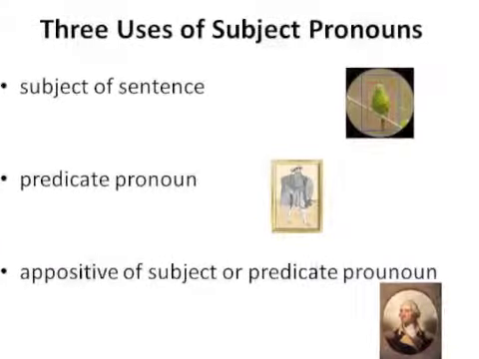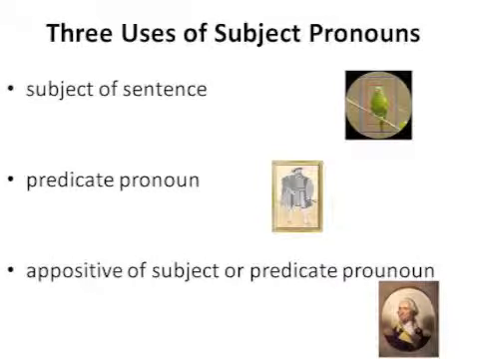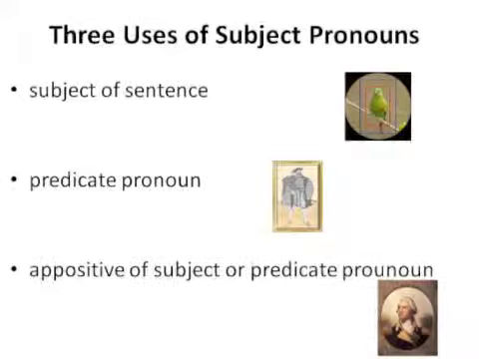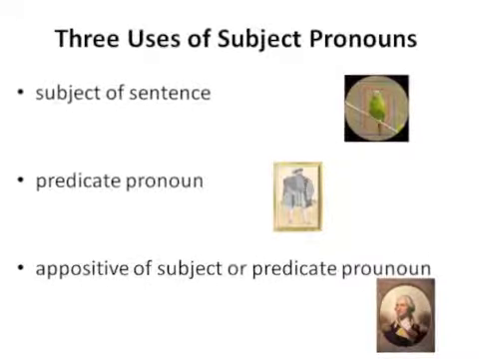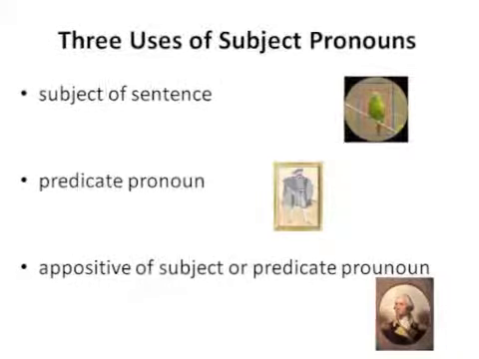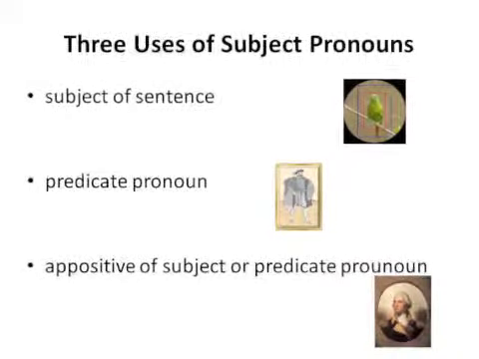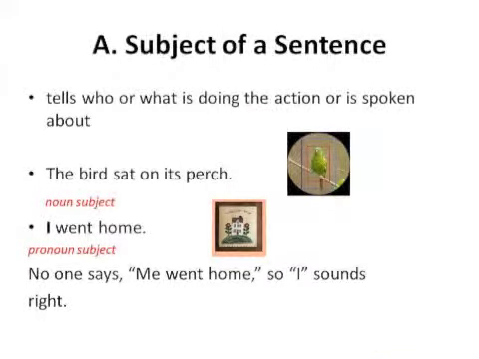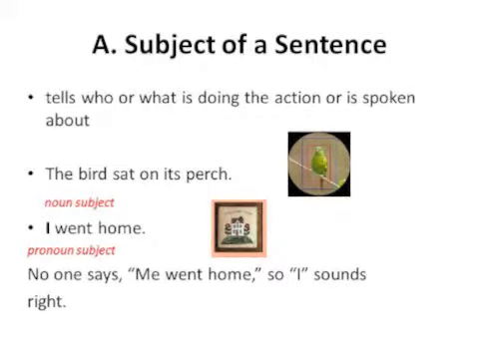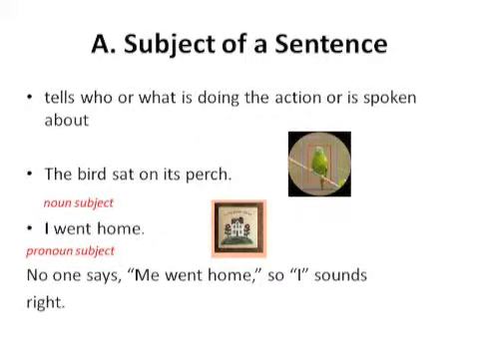Let's see how subject pronouns are used. It's simple enough to say that it's the subject of a sentence, a predicate pronoun, or an appositive of the subject or predicate pronoun. What does that mean? I think most of you know what the subject of a sentence is, where it's telling who or what is doing the action. Here are a couple of examples.